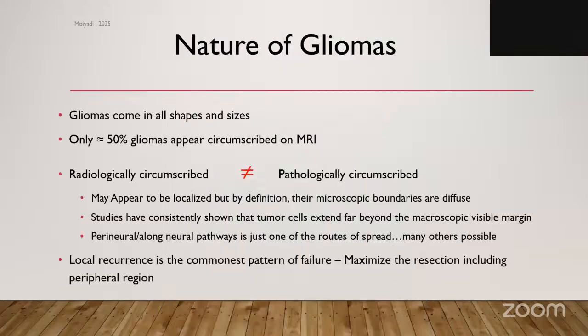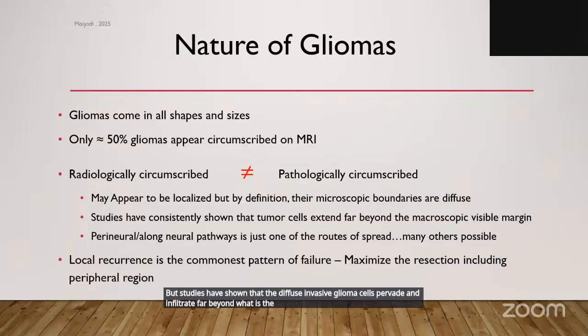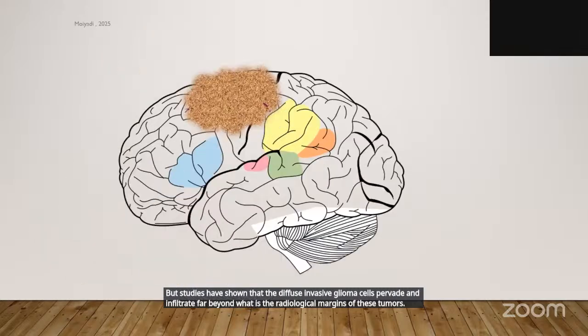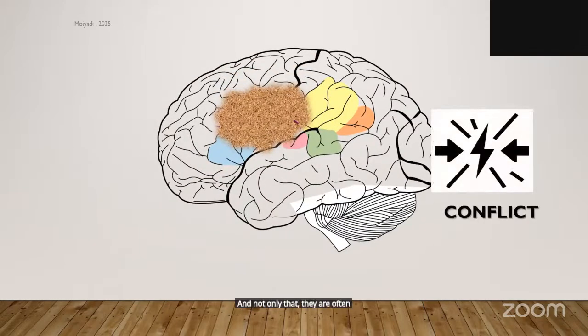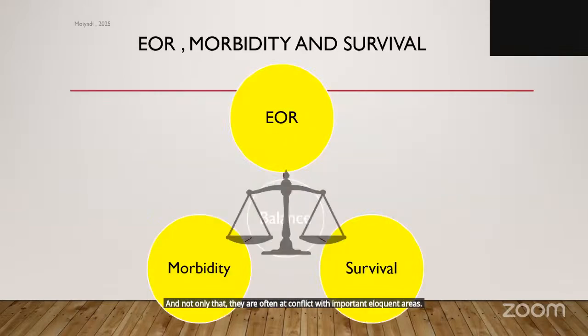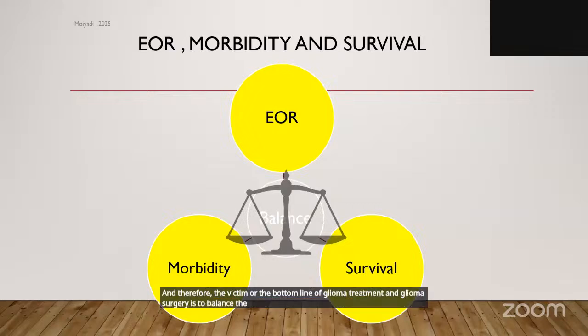The tumors may appear radiologically circumscribed, and often that's paradoxical, but studies have shown that diffuse invasive glioma cells pervade and infiltrate far beyond the radiological margins of these tumors. Not only that, they are often in conflict with important eloquent areas. Therefore, the dictum or the bottom line of glioma treatment and glioma surgery is to balance the extent of resection with the surgical morbidity that can occur, because it has a bearing on survival.